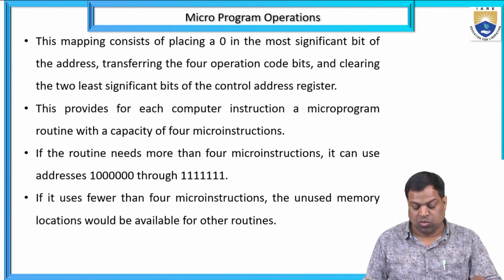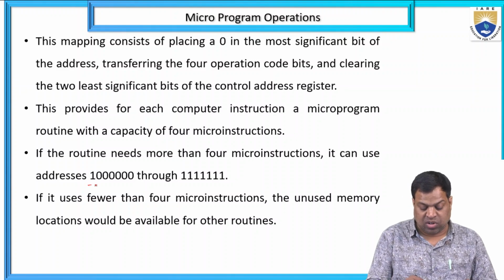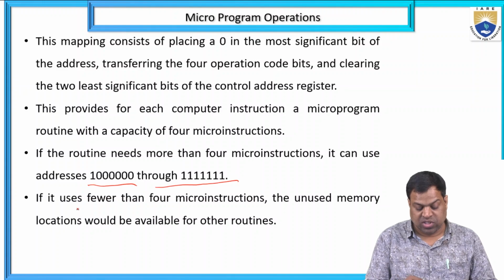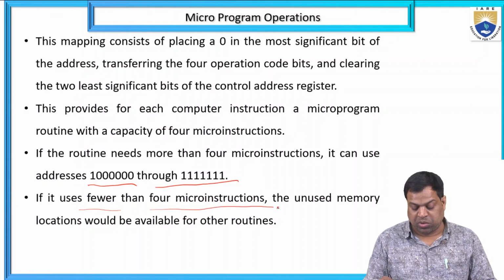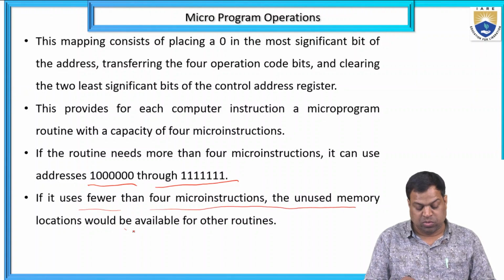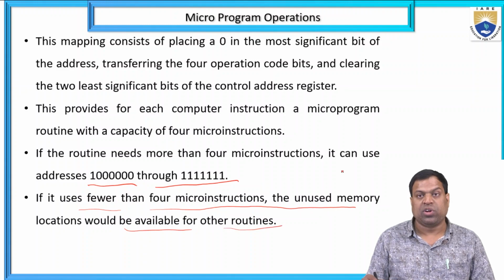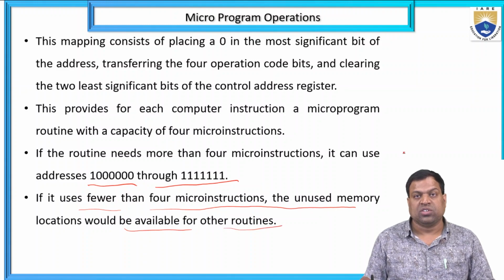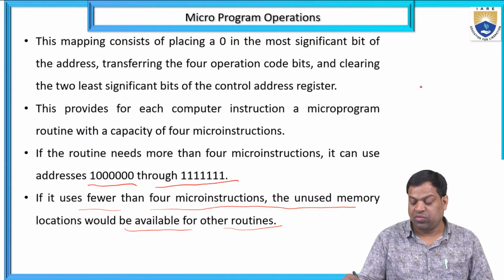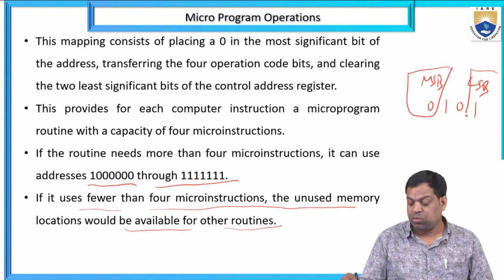If the routine needs more than 4 micro instructions, it can use addresses of all zeros through all ones. If it uses fewer than 4 micro instructions, the unused memory locations would be available for other routines. So the mapping consists of 0 in the most significant bit, MSB, and LSB, the least significant bit, 0 1 0 1. So what is the MSB value here? 0.